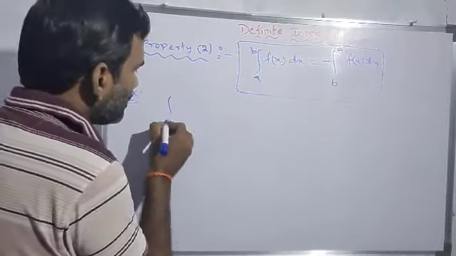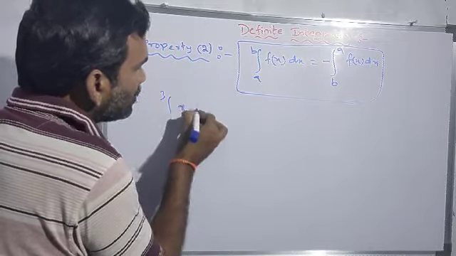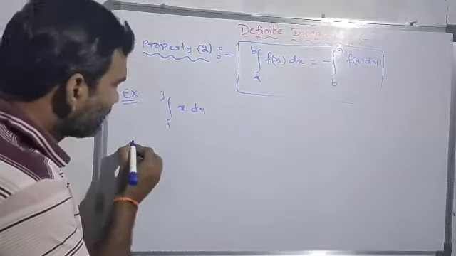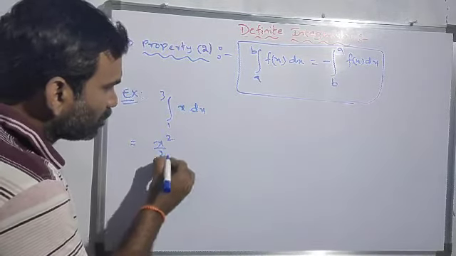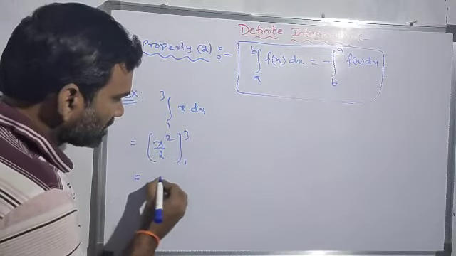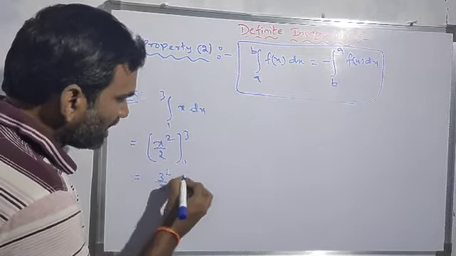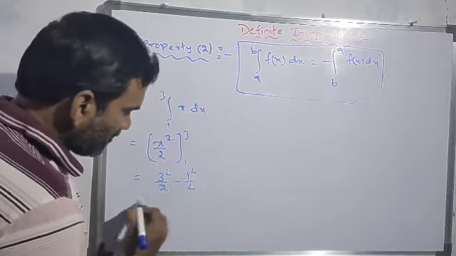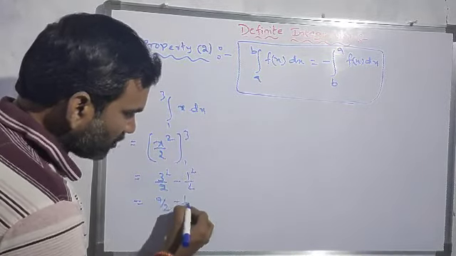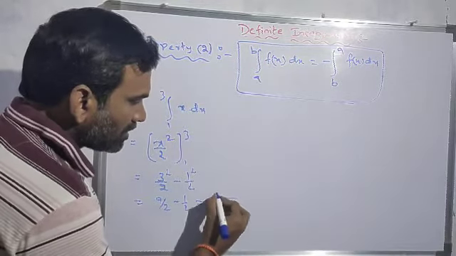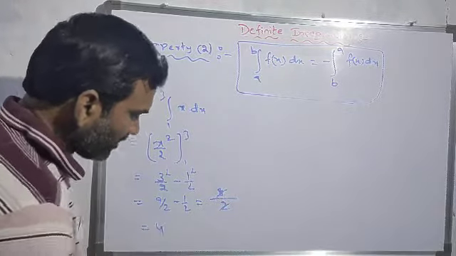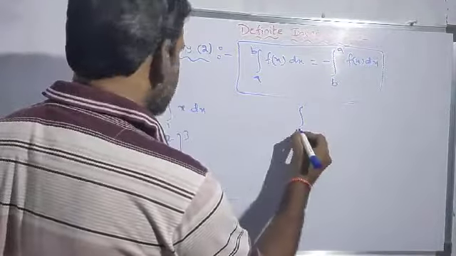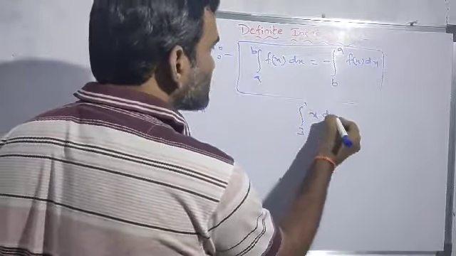Here I am taking the integral from 1 to 3 of x dx. The integral is x square by 2, and for this value I am taking limits 1 to 3. So 3 square by 2 minus 1 square by 2. So here I am getting 9 by 2 minus 1 by 2, that means 9 minus 1, that means 8 by 2. So what is our final answer? 4.